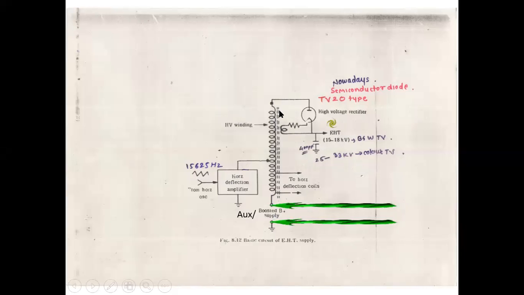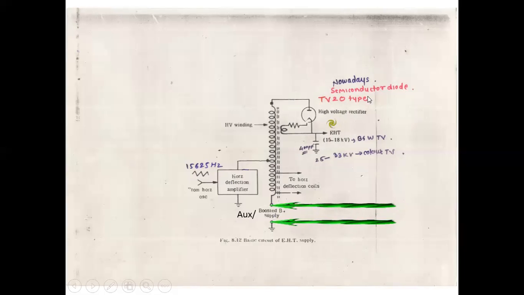This kilovolt signal is boosted with the help of the extra high tension transformer, and this boosted signal is then rectified. Try to understand: extra high tension DC voltage is generated. DC voltage is required as the final accelerating anode. So if this 15625 hertz signal is boosted, it has to be rectified. Normally in the oral exam, such questions are asked: what type of diode is used to rectify such high voltage? So keep this in your mind.